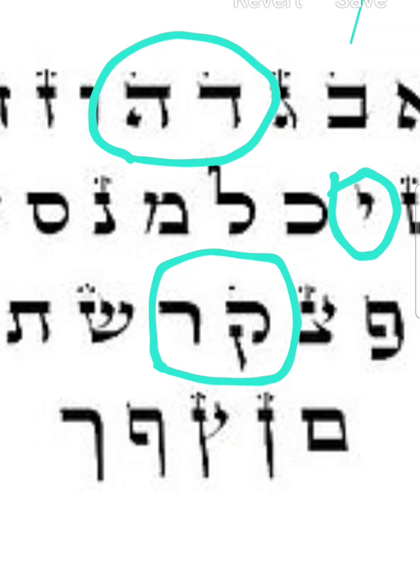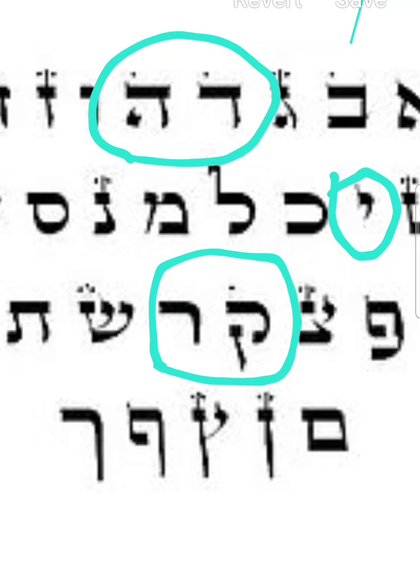Okay? Now in the bottom row, we have circled the Kuf and the Reish. It's a similar kind of thing. The letters kind of look the same, but one of them has an extra line going down. And again, that's like the extra Yud that changes the Daled into a Hey. So it changes the Reish into a Kuf.